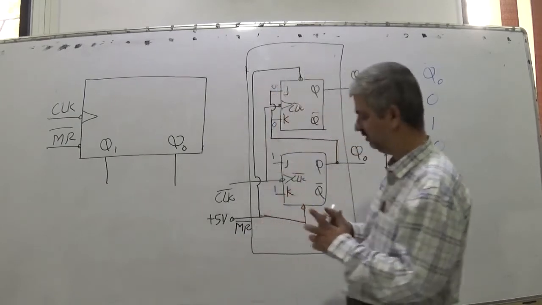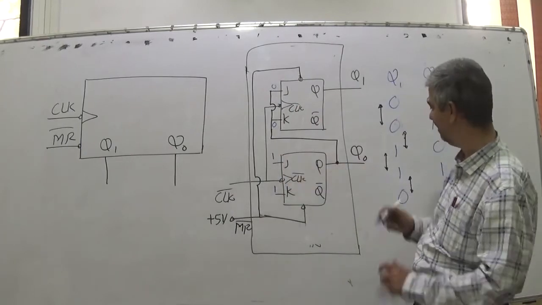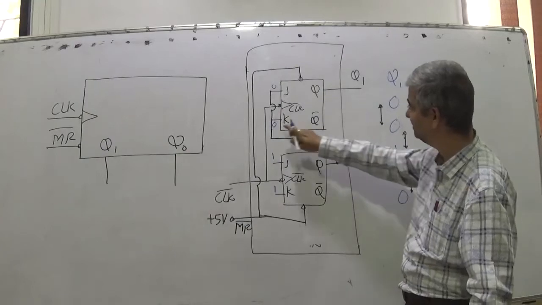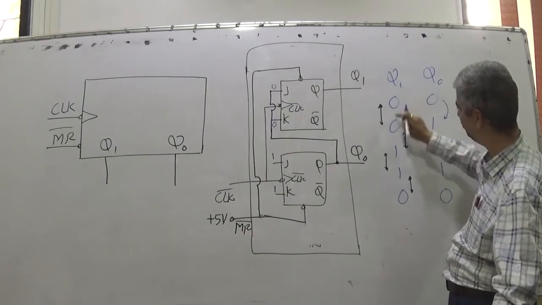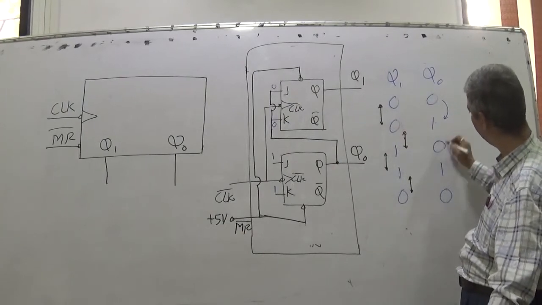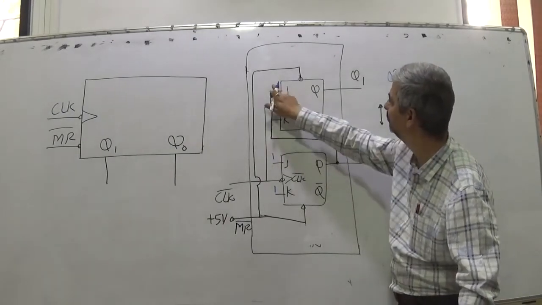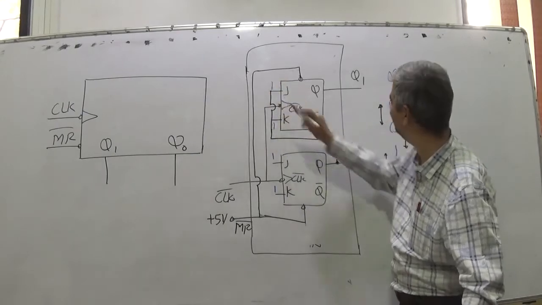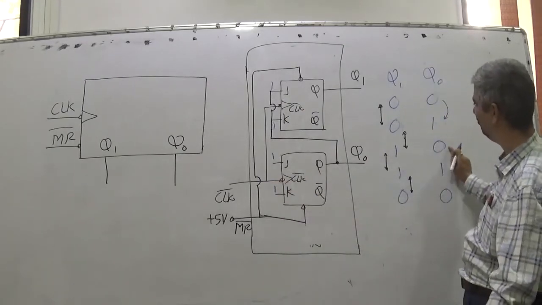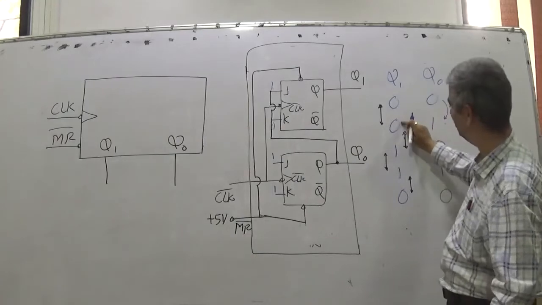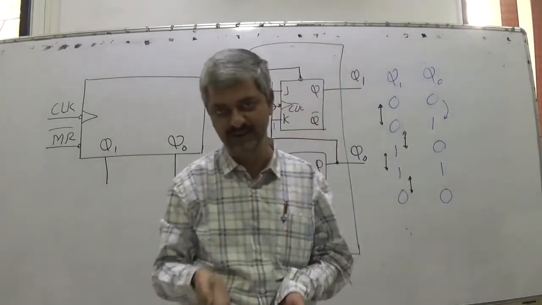Clock is applied to both. So this is 1, 1, and this 0 becomes 1. But this is 0, 0, so this 0 continues 0. Now this is 1, so this is also 1, 1. When the clock comes here, this toggles from 1 to 0. And this is also 1, so this toggles from 0 to 1. So in this way, we continue the simple counting.